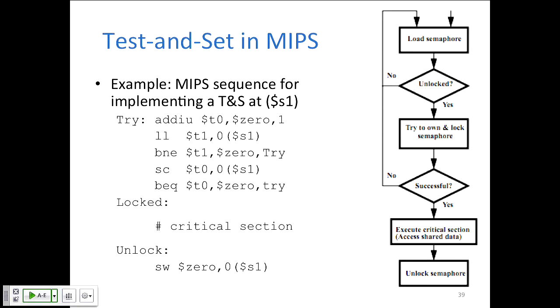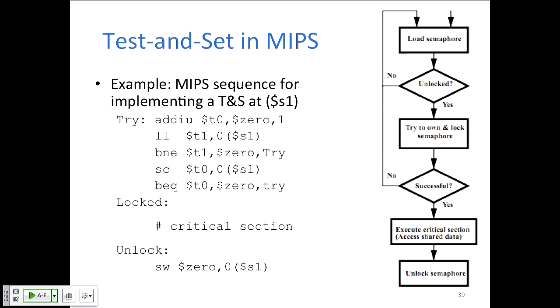Okay, so test and set. Put a 1 into T0, read the value of the lock and link and reserve it. If it's locked, just try again. Repeatedly do this. If it is 0, try and execute the store conditional. And you may fail here, right? If you fail, you have to go back and retry.